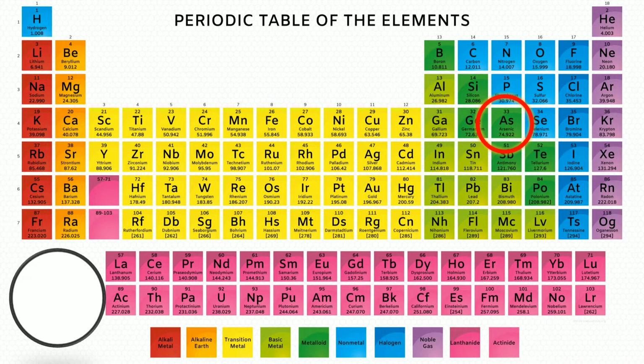Okay, so the answer is 4p. Why 4p? 4p because it is in the fourth row. Let's count to check if it is the fourth: 1, 2, and then 3. Okay, arsenic is in the fourth. Why letter P? Because, again, our P block is located on the right side of our periodic table. So that is why it is 4p. Okay, check.